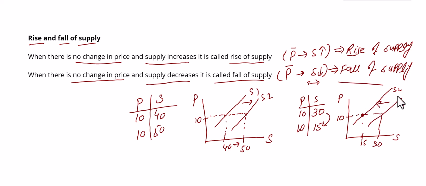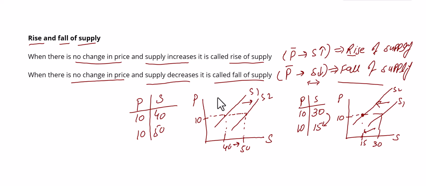Again there is a shift in the supply curve because there is no change in price level but supply is decreasing. So when supply decreases and there is no change in price, the supply curve will shift leftward, from S1 to S2. Again there is shifting in the supply curve because there is no change in price, and in case of shifting we have more than one supply curve.